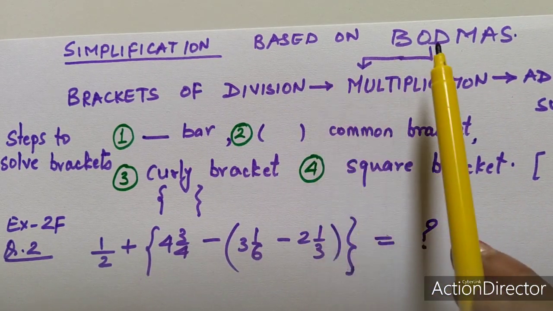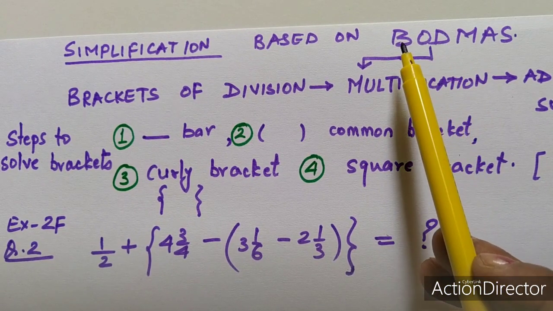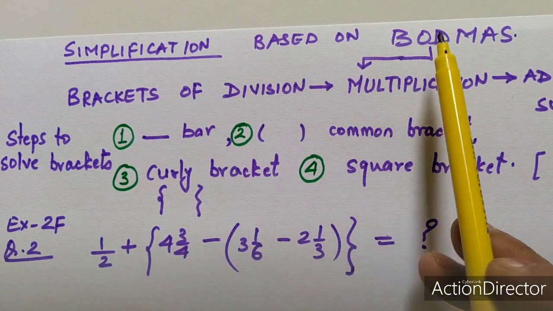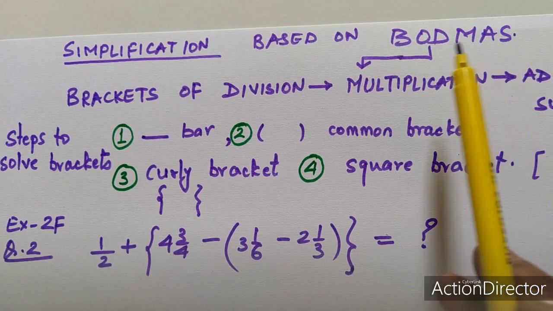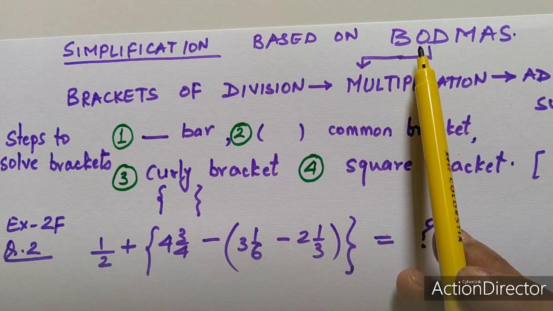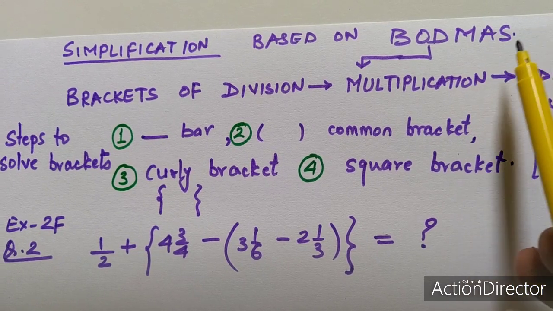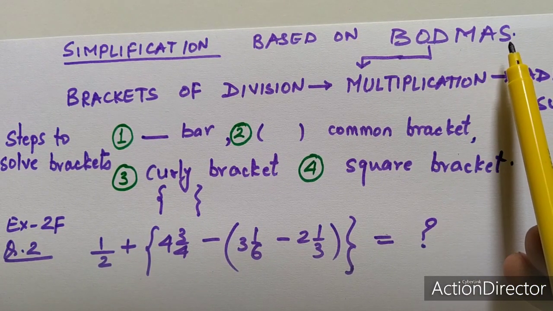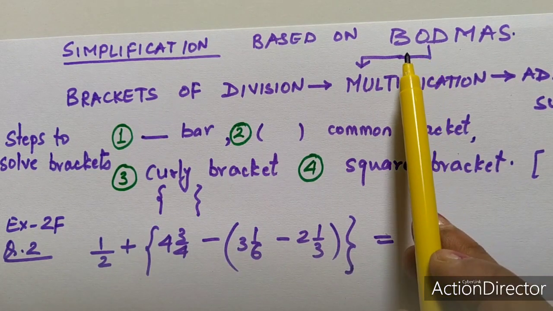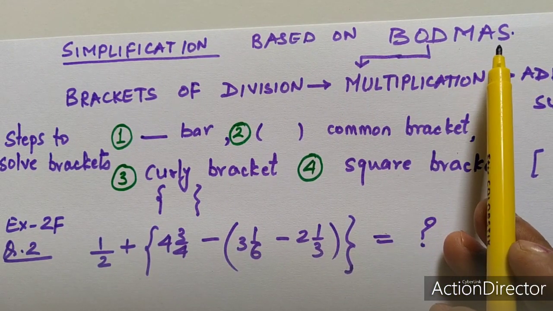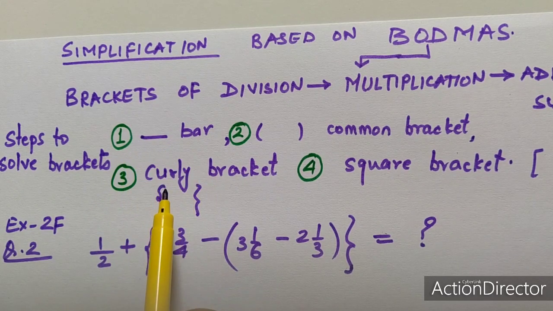Simplification questions are based on BODMAS, in which you should know the full form of BODMAS, where B represents bracket, O stands for of, D division, M multiplication, A addition, and at last S subtraction. So all of you please remember this BODMAS rule. And many times you will also observe many different types of brackets.